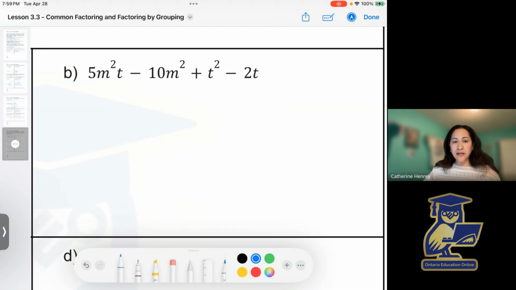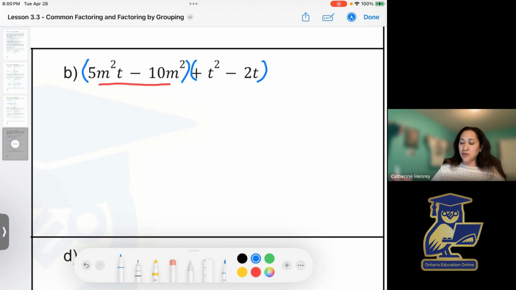So let's take a look at a different example. And here again, we have a couple of terms. We have 4 of them, and we don't have anything common to all of them. So the first thing I want to do is start by grouping them. Now I'm going to focus on the first bracket and factor that. Between 5m squared t minus 10m squared, I can factor out a 5, and I can also factor out an m squared. What does that leave behind?